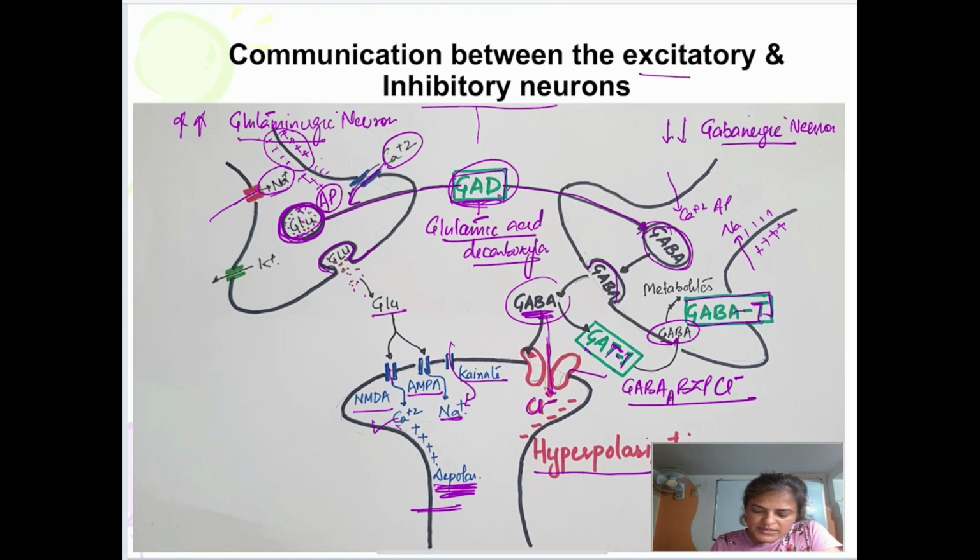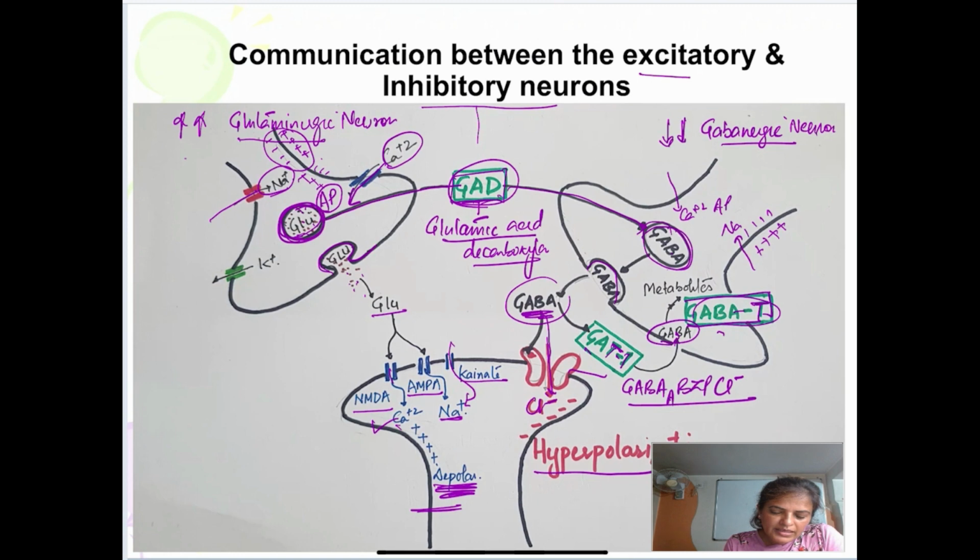T stands for transaminase into the various metabolites. So decreased GABAergic transmission: if there is more reuptake or more degradation, then the inhibitory activity will be decreased. So there should be a balance between this neuron and this neuron. Now, how are the anti-epileptic drugs going to act? They are going to bring the balance back.